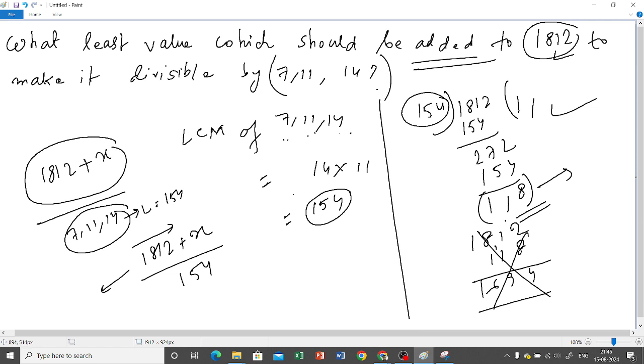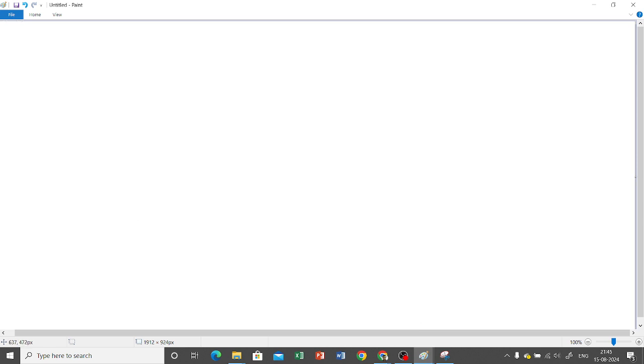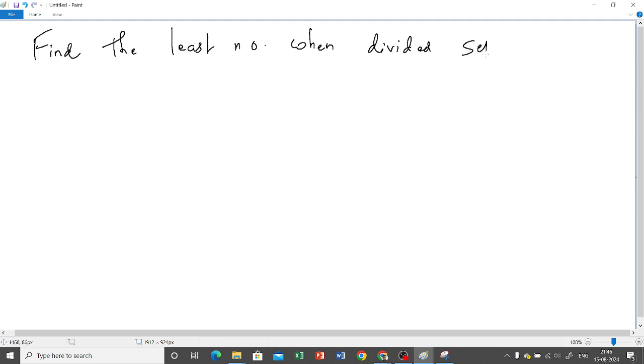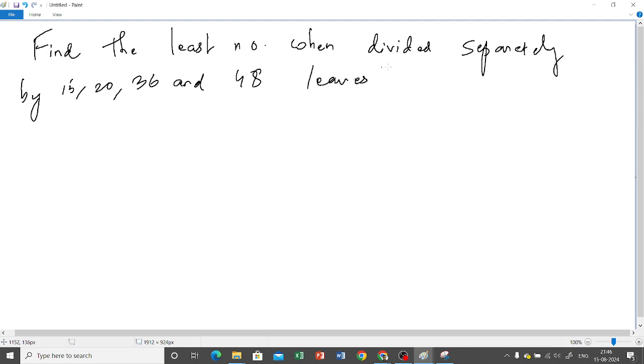Let's move on to the next one. Find the least number which when divided separately by 15, 20, 36 and 48 leaves 3 as remainder. Okay, try out this sum please, it is easy.